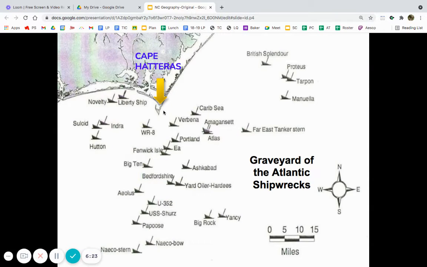And as I pointed out earlier, this right here is Cape Hatteras. Remember, a cape is land that juts or sticks out into water. And this is Cape Hatteras. North Carolina has 3 capes, and this is one. This is the one that is probably the most famous because of the Graveyard of the Atlantic. And you can see here that there were different ships that have sank.